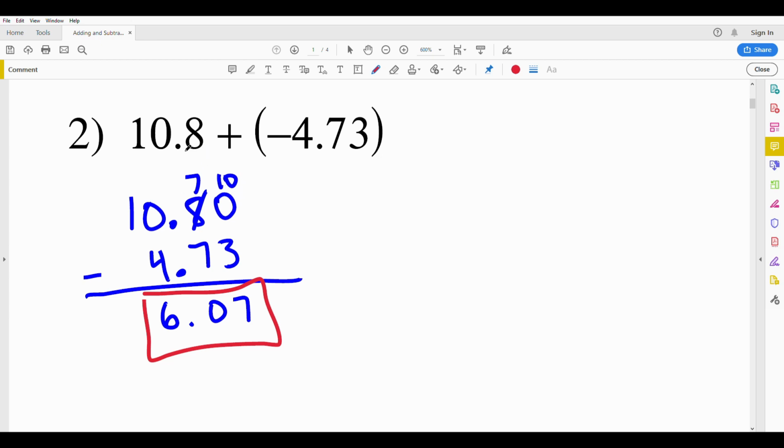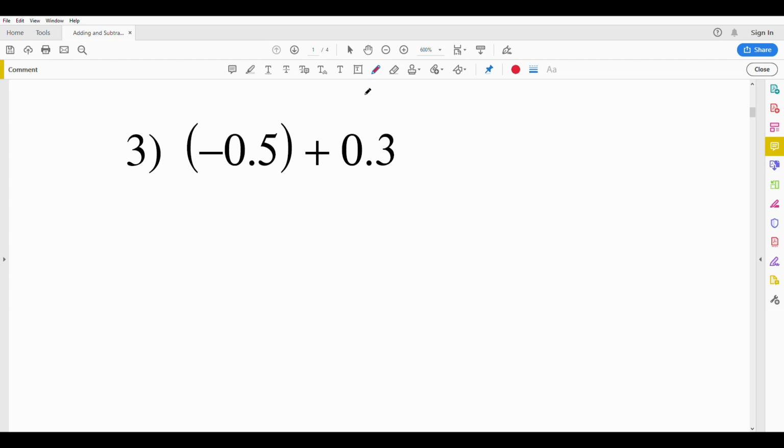But for now, you can think of how do we go from 0.8 if we subtract 0.73? Well, to get from 0.73 to 0.8, we would have to add 0.07. So when subtracting, going the other way, we would have 0.07 left over. Let's move on to number 3.